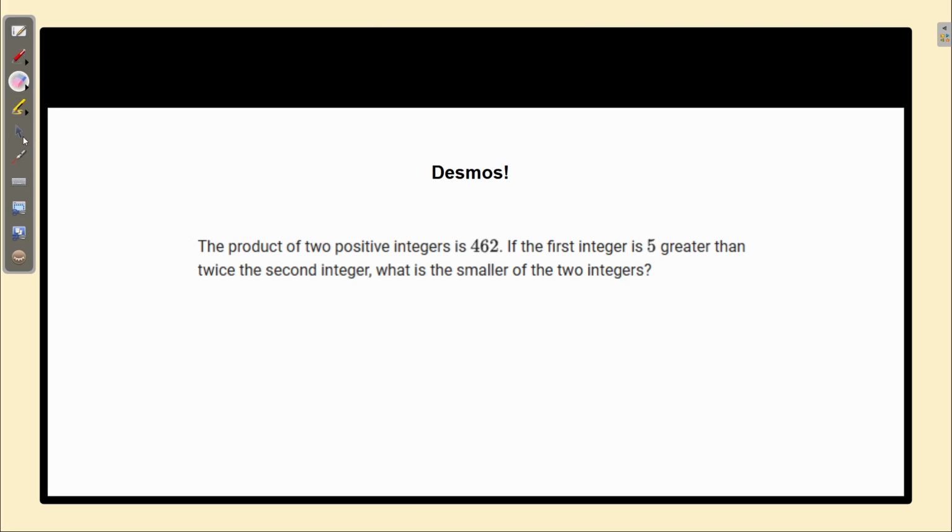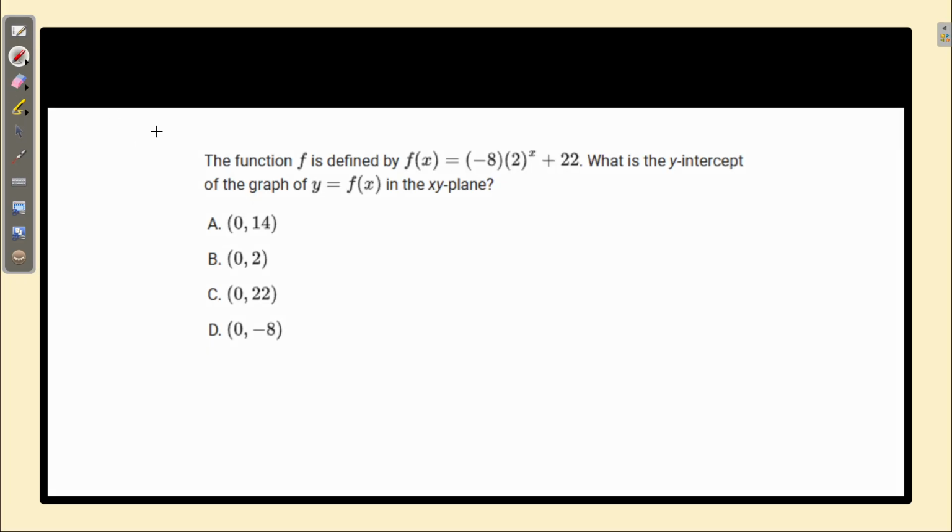Okay, last question, guys. The function f is defined by f of x equals -8 times 2 to the power of x plus 22. What is the y-intercept of the graph y equals f of x in the xy-plane? Well, for the y-intercept, you have to remember that's when x equals 0, and the x-intercept is when y equals 0. So what is it then?